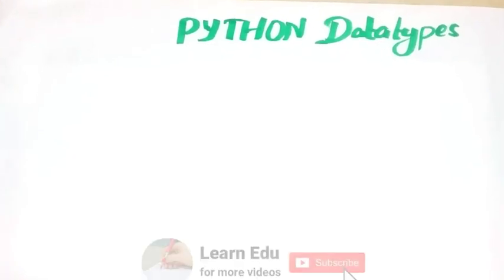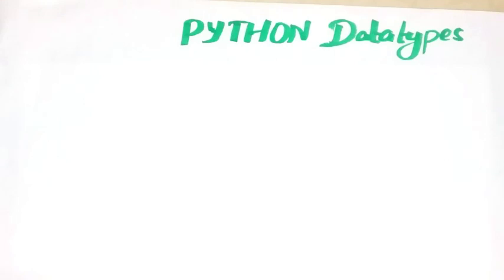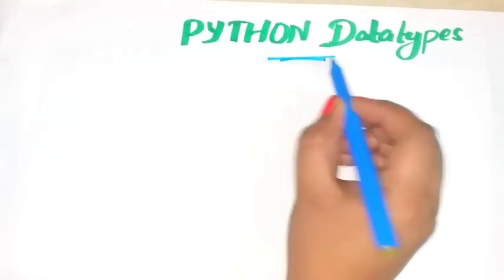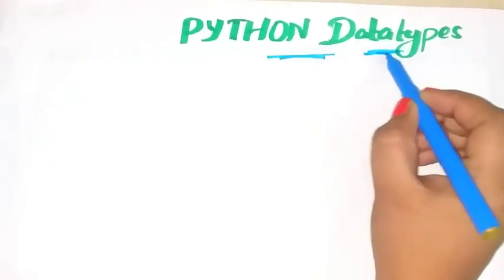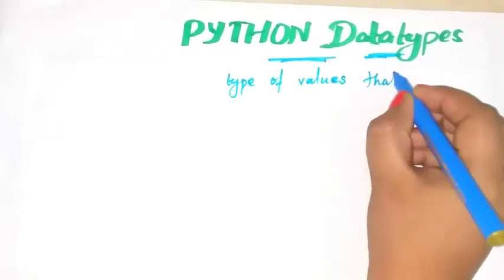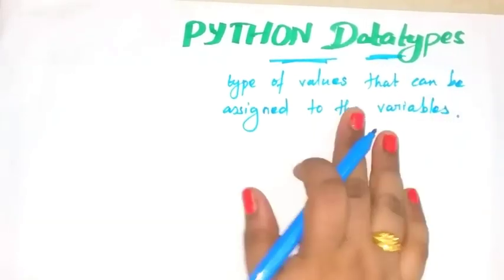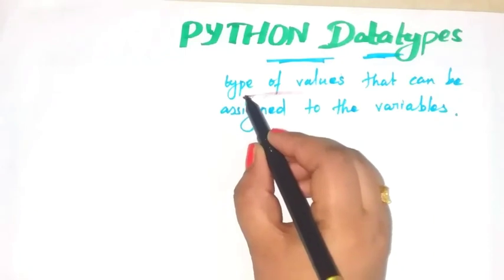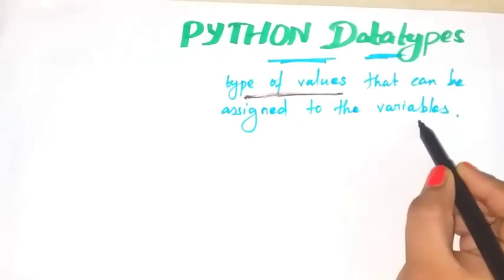Hi students, now coming to the last topic in the chapter Python variables and operators, that is Python data types. First, let us see what is data type. What do you mean by data type? Data types are the type of values that can be assigned to the variables.